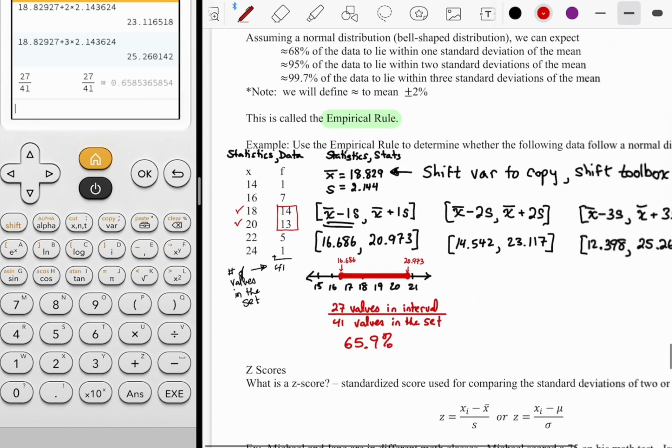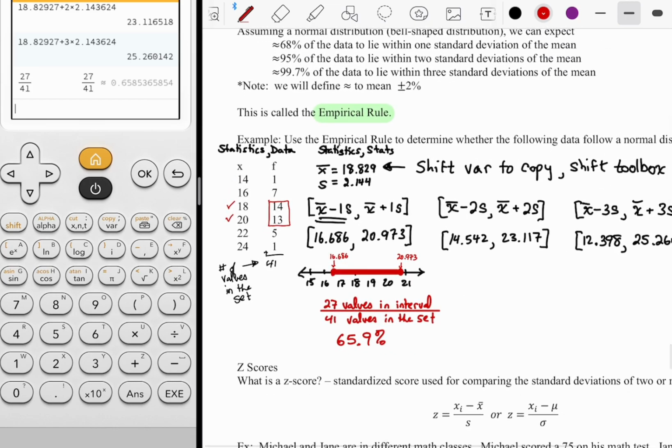All right. We're looking for a number that's near 68. Going back to the instructions, well, really the rule itself, assuming a normal distribution, we can expect about 68% of the data to lie within one standard deviation of the mean. That's what we just figured out: what percent of data would lie within one standard deviation of the mean.